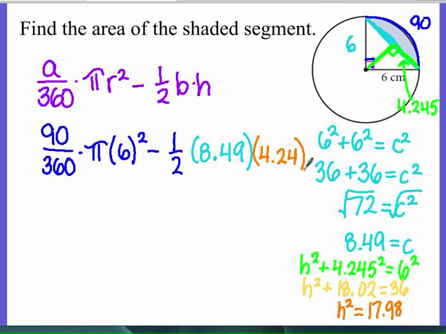Alrighty, so now I've got to calculate that whole thing. So let's start. 90 divided by 360, I know that's 1/4. Or I could do 0.25 times pi times 36. What is 0.25 times pi times 36 as a decimal to the nearest hundredth? 28.27. Okay, so I got 28.27.